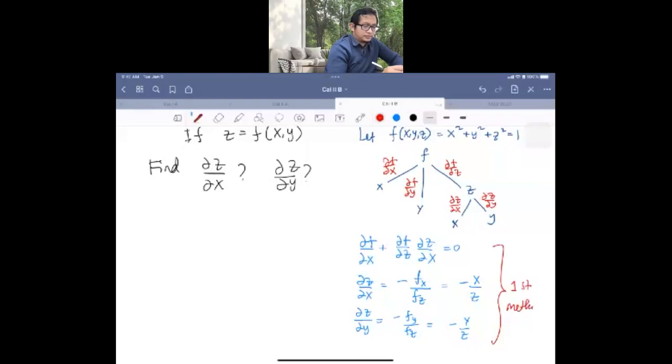So we are going to use the chain rule, the tree diagram. If you're not sure which you are going to derive, then take this as your first method.